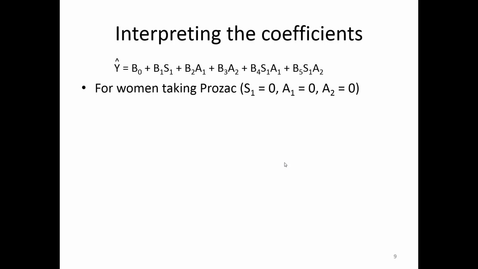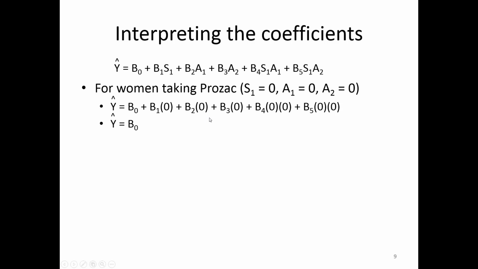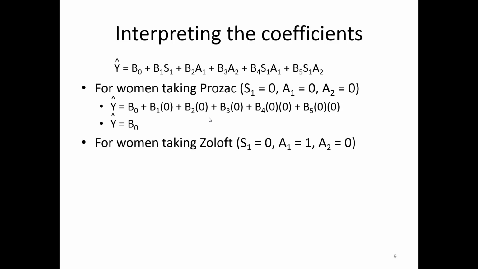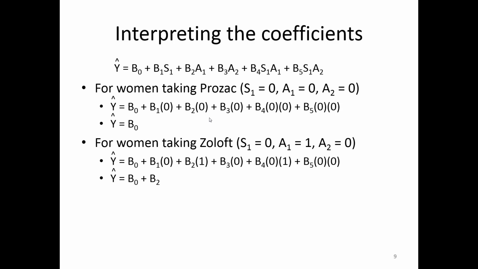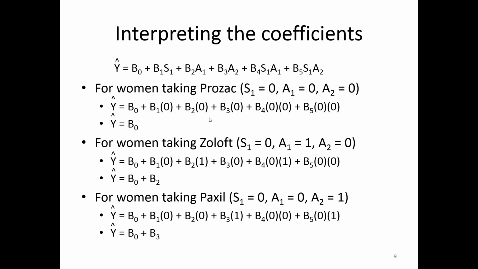So for women taking Prozac, S1, so the dummy code for sex equals 0 because they're the reference group. And then Prozac is the reference group, so both A1 and A2 equal 0. So let's plug in zeros for those dummy codes right there. And then the model just reduces to B0. Okay, so B0 from this model gives us the predicted depression level for a woman taking Prozac. For a woman taking Zoloft, S1 equals 0, A1 equals 1, A2 equals 0. We plug those values in, and so we get Y predicted, depression score predicted in this case, equals B0 plus B2. And then for women taking Paxil, same thing, but now we plug in a 1 for A2 and a 0 for A1. Okay, and so that reduces to B0 plus B3. So those coefficients added together get us our predicted depression score for a woman taking Paxil.